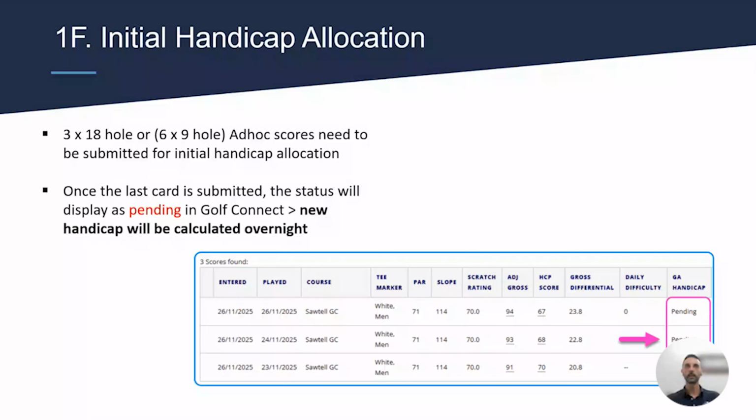And oh no, sorry, I forgot about handicap allocation. So when you're allocating the new handicap via ad hoc scores, you will notice that it stays pending on the member's record in Golf Connect until the next day. So on the day that you submit the final card, overnight is when the system generates the handicap. And if you check the next morning, you'll see that they get their handicap allocated.